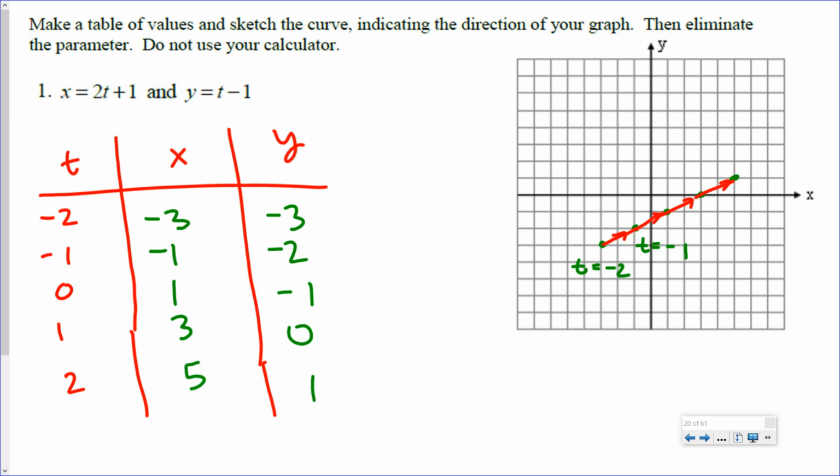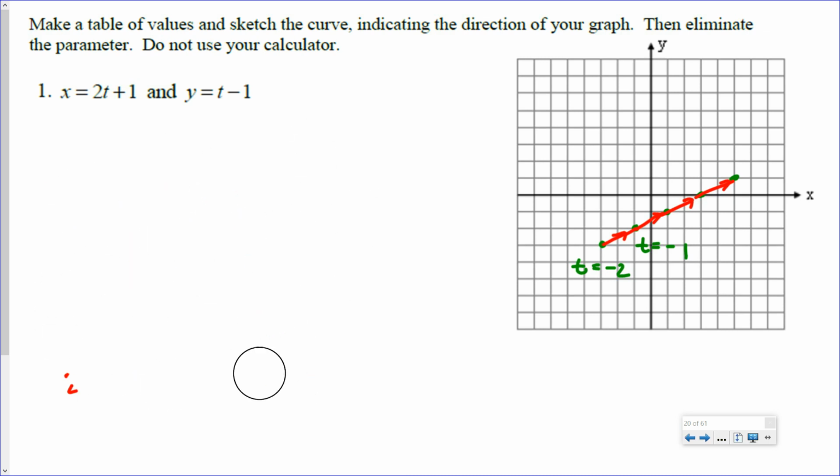Can I verify that it's a line? Well, let me think. If it were a line, wouldn't it follow the pattern y equals mx plus b? Do you agree with that? Let me combine these two equations and see if I can remove the t from them, and see if it'll be a y equals mx plus b graph. Let's see. Well, here, isn't t equal to y plus 1?